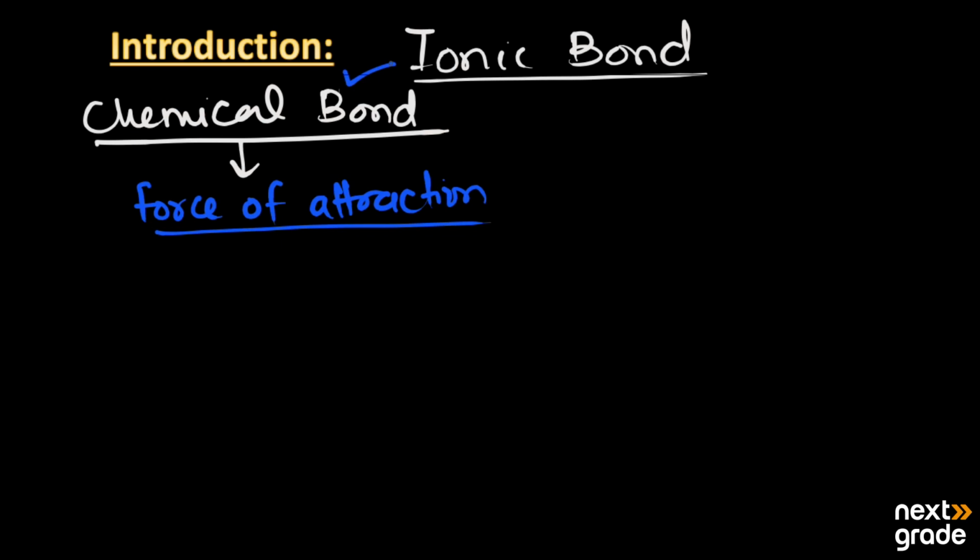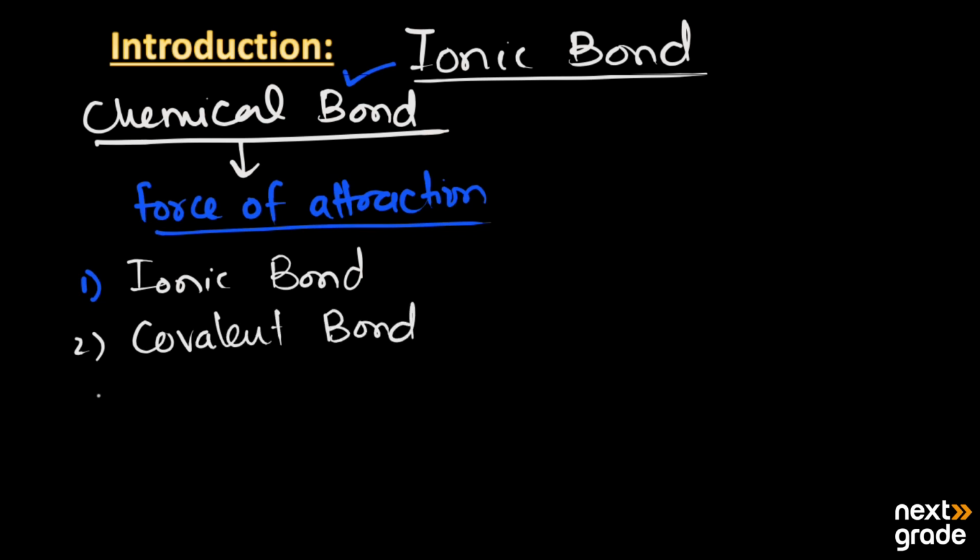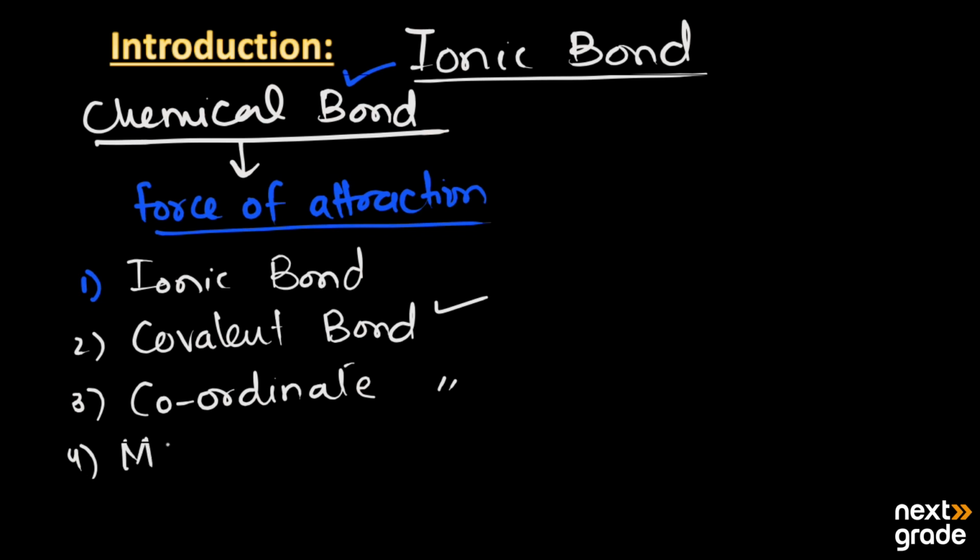And we have almost four types of chemical bonding. Number one, the ionic bond. The second one, the covalent bond. The third type, the coordinate covalent bond, which is almost similar to the covalent bond. And the fourth type is the metallic bond. The bond that exists between the metals is known as the metallic bond.